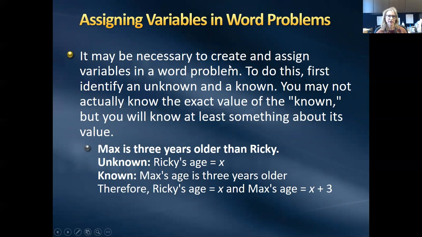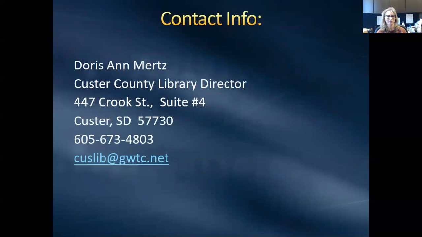Sometimes you have to create and assign variables in a word problem. So you take what you know and you express what you don't know in terms of what you do know. So here's an example. Max is 3 years older than Ricky. So we would make Ricky's age X, and we would make Max's age X plus 3. And then we would use that. They usually give you more information, and then you would use those terms to solve the problem.